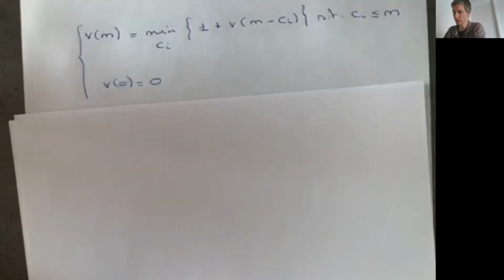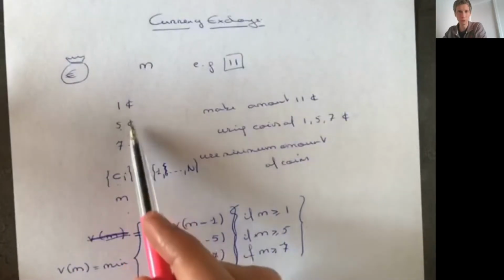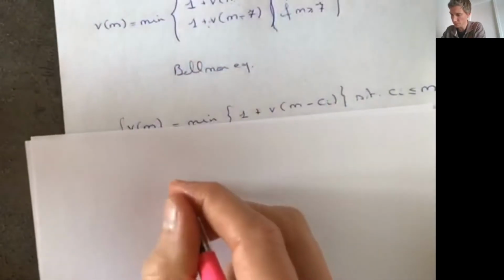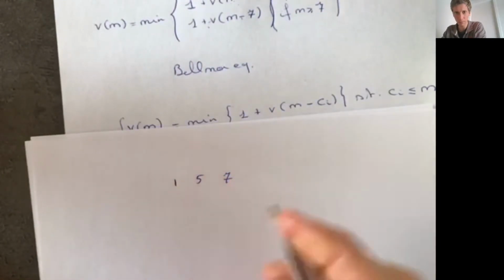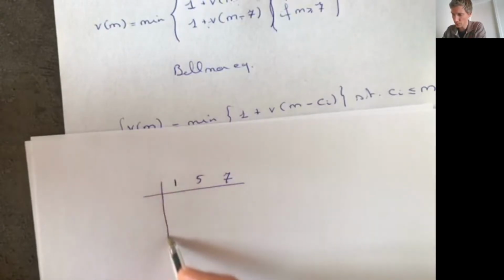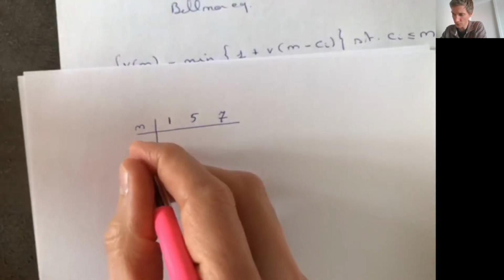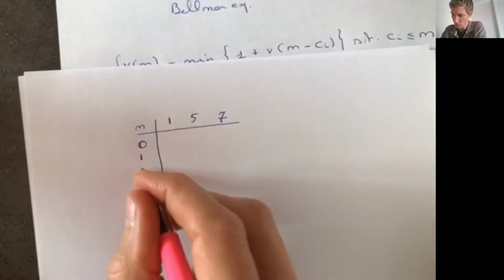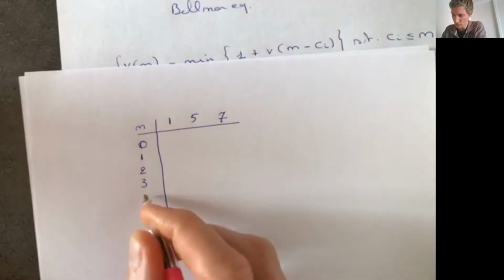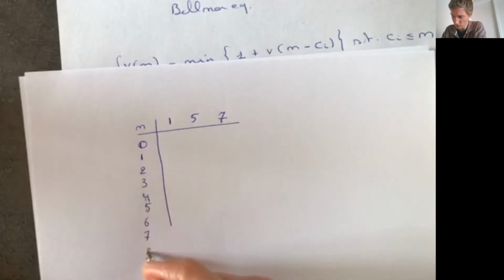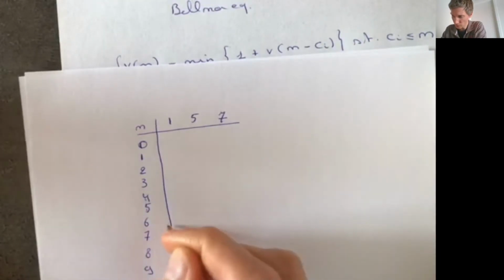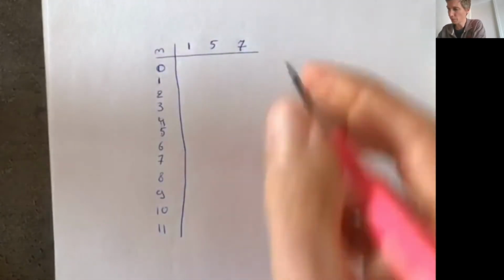So let's consider the example that I have shown here. So in principle, how can we solve this problem? Let me make up a table. In the columns I'm going to put the coins 1, 5 and 7, and in the rows I'm going to use the amount m that I'm going to have to repay. So this is 0 to start with, 1, 2, 3, 4, 5, 6, 7, 8, 9, 10, 11. So this is going to be a long table.